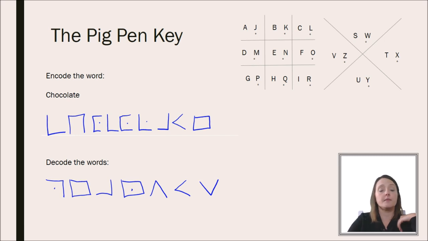If you're stuck, I'll give you a little bit of a clue. This first letter here refers to this section of the cipher, it has a dot, so it's a P. Pause the video and try again.